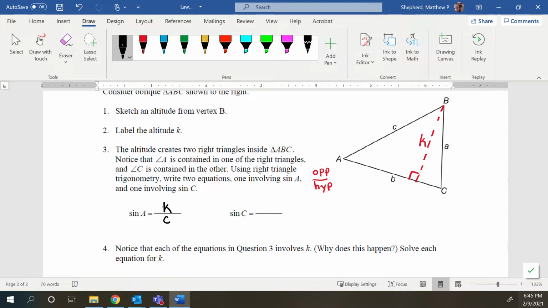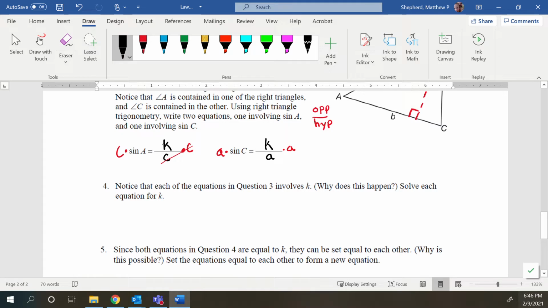Sine of C, well, opposite of C is also K, and then the hypotenuse of this triangle is A. Now the fact that both of those use K is to our advantage. What I'm going to do first with this is solve for K and get K alone. On the first one, if I multiply both sides by C, that should eliminate that and we'll be left with K. On this side, I'll multiply both sides by A.